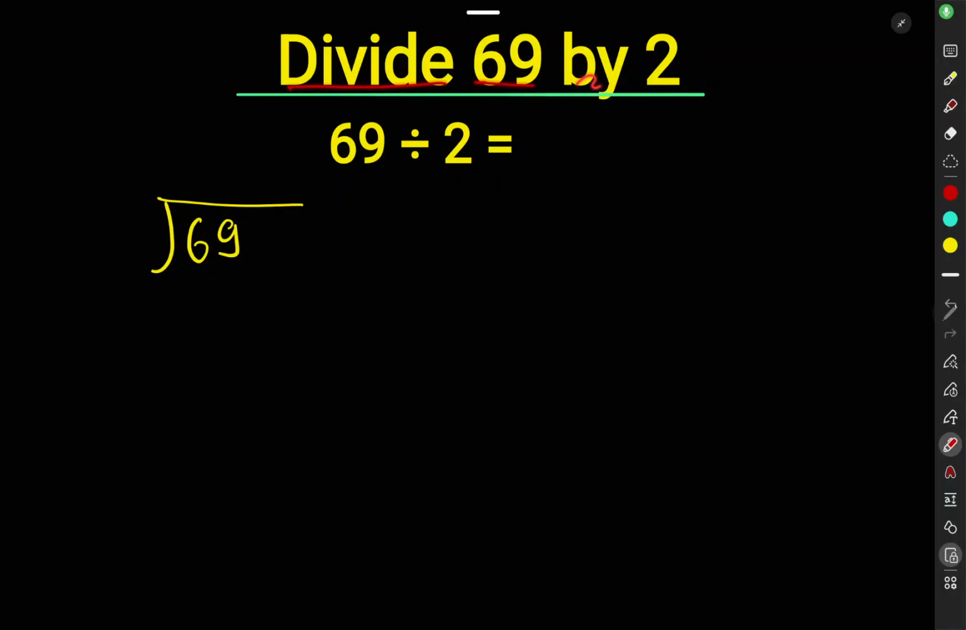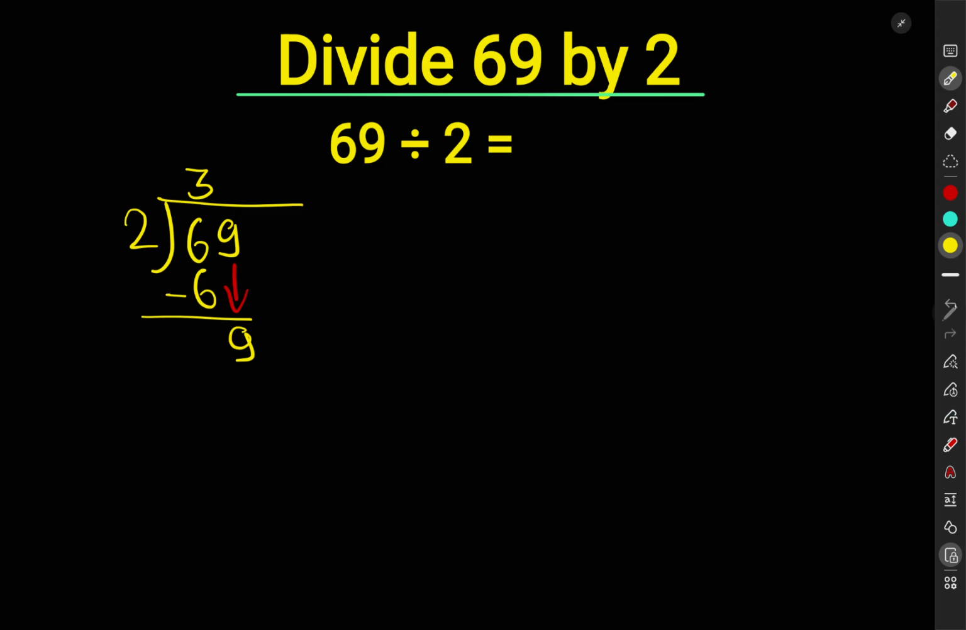Divide 69 by 2. So here we divide 69 by 2 in a long division method. So 2 times 3 means 6. On subtracting we get 0, and now this 0 is less than 2, so we bring down the number beside this 9 and we remove this 0.